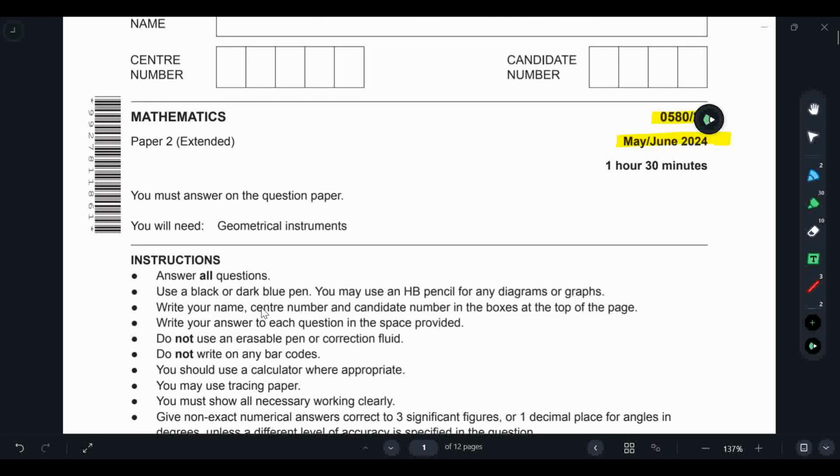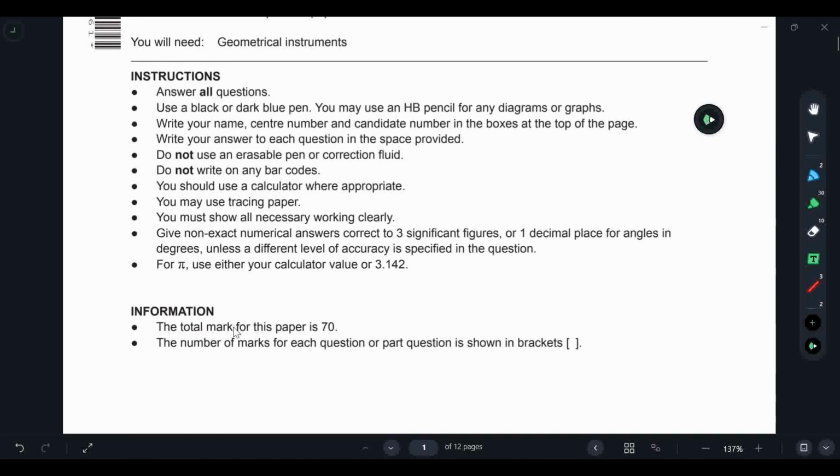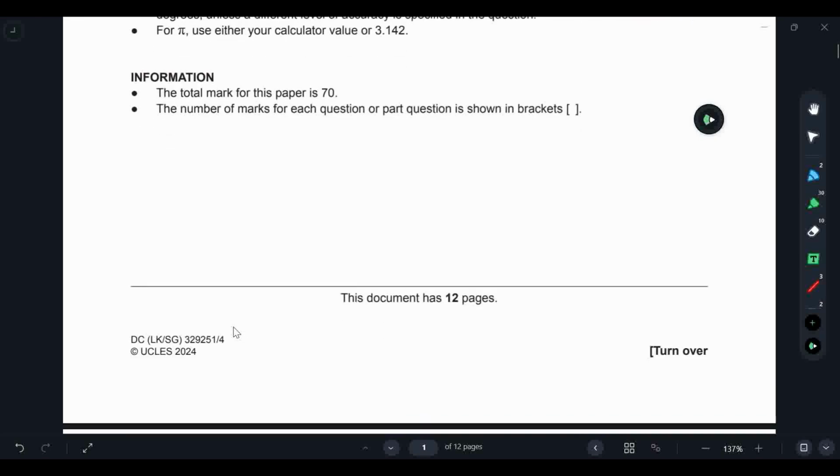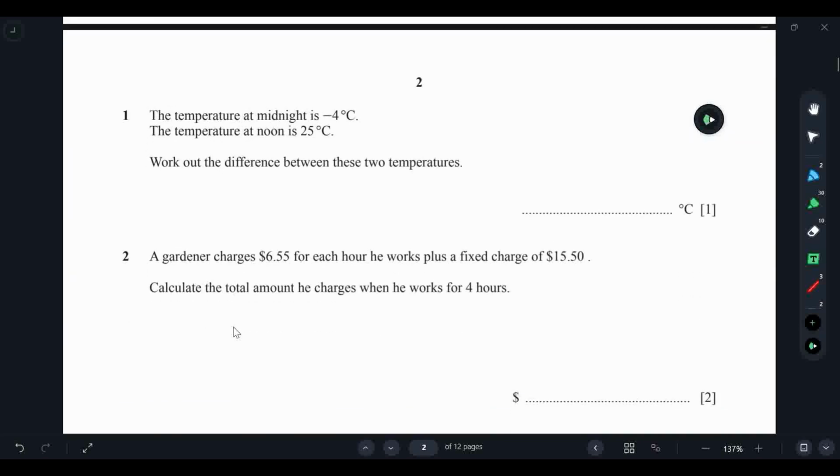These are the instructions we have to follow for this paper. Keep this in mind: till 2024 the calculator is allowed for both papers, but from 2025 the paper composition has been changed. We will discuss it later, but right now we will focus on this paper.